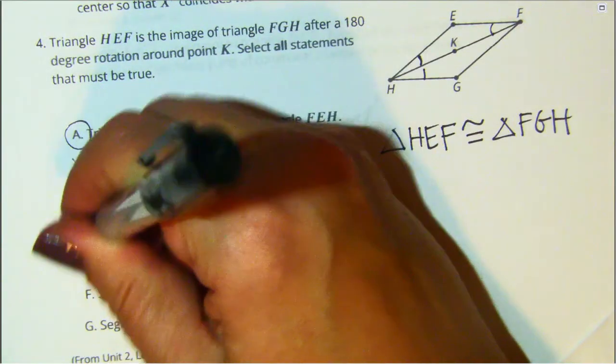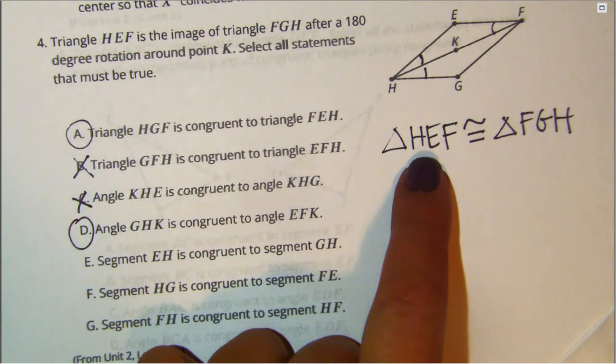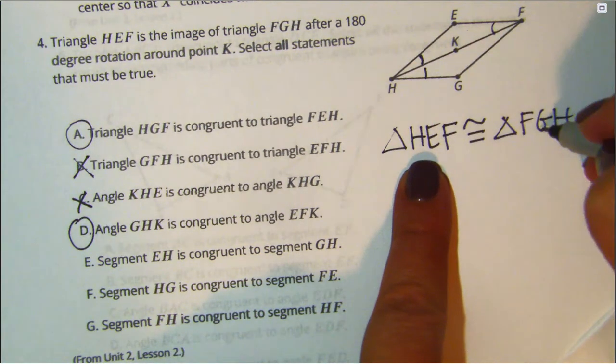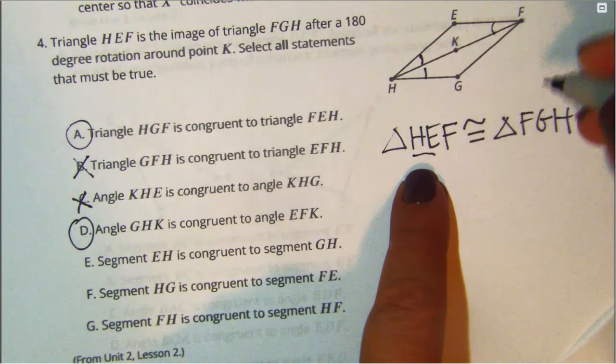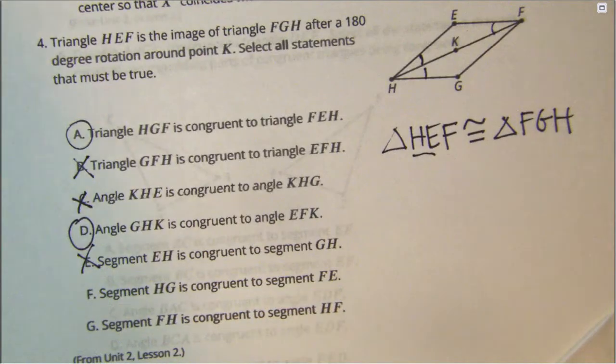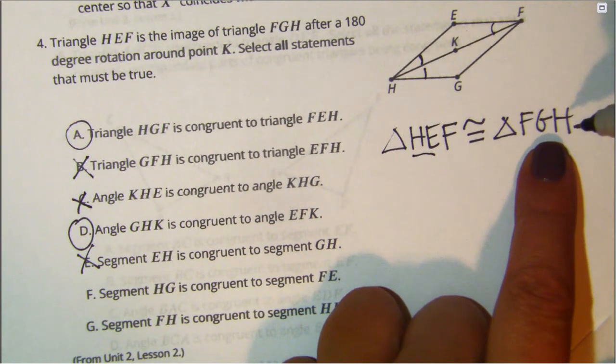Yes. Segment EH, I'm going to go back to my letters. EH, that's these two, is congruent to GH. EH, it would have to say GF. No. Segment HG is congruent to segment FE. Yes.